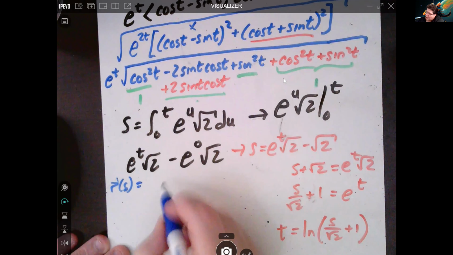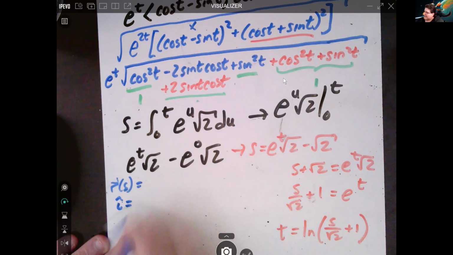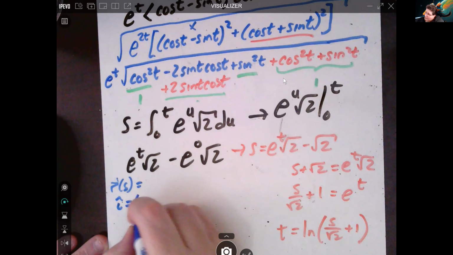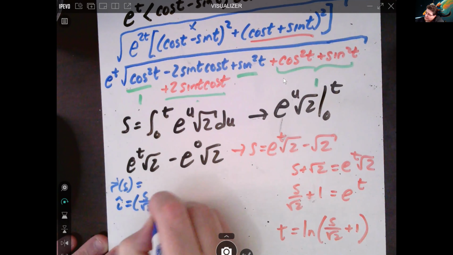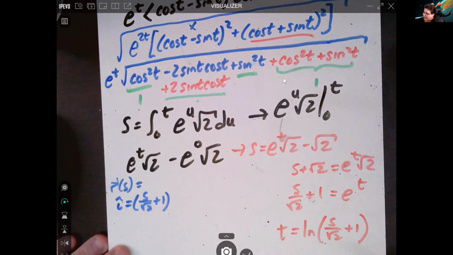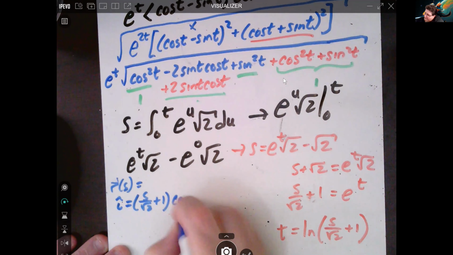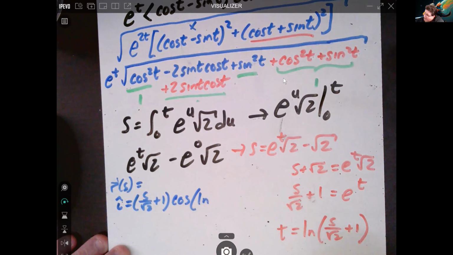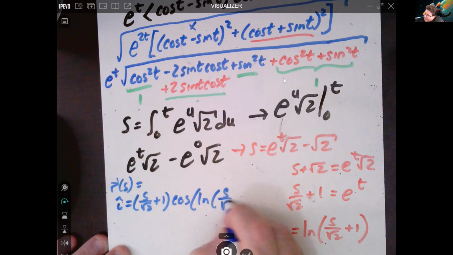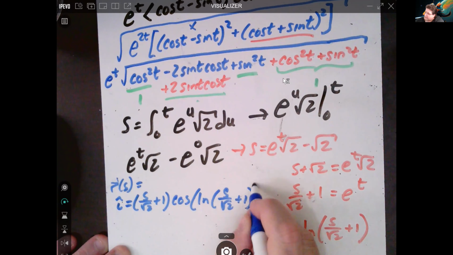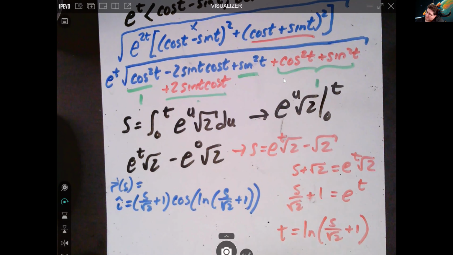We've got an I component that is this. Plugging this into the e to the T, we just get S over root 2 plus 1. And then we have the cosine of the natural log of S over root 2 plus 1. That's my I component. My J component looks identical other than it is sine.